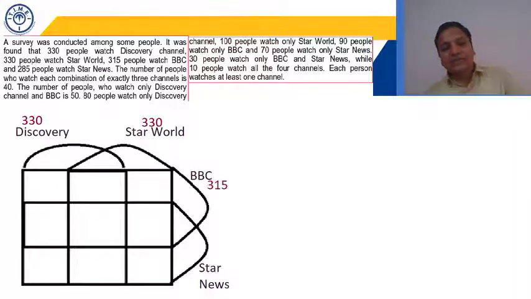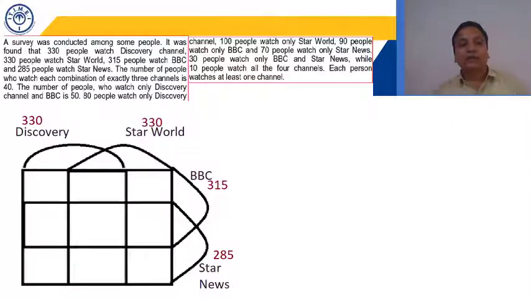315 watch BBC. And 285 watch Star News. Just written: 330 Discovery Channel, 330 Star World, 315 BBC, and 285 Star News. We will try to avoid equations or using variables as much as possible. So where we get a position, we directly place the value in the corresponding region.